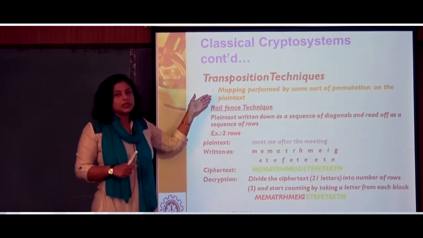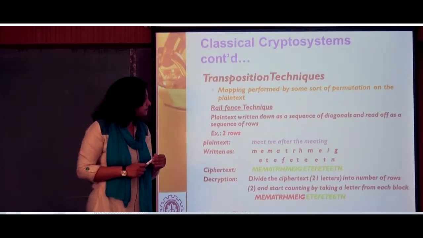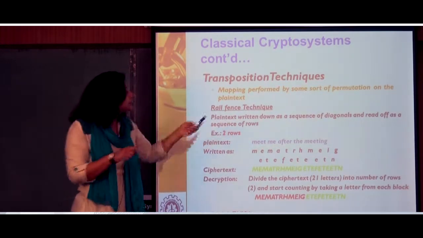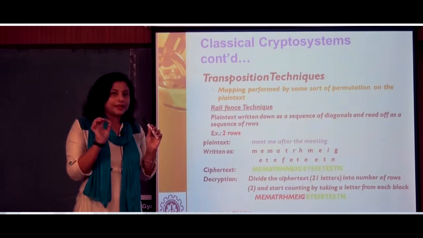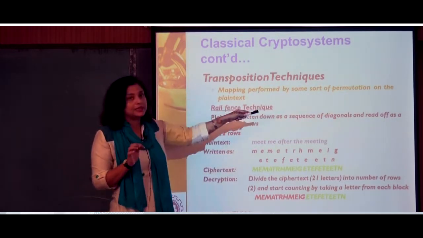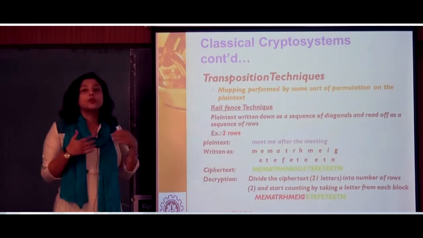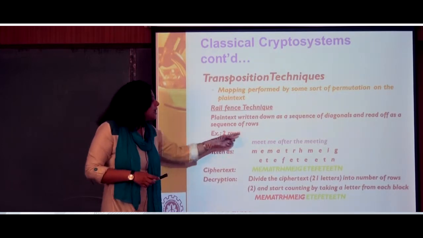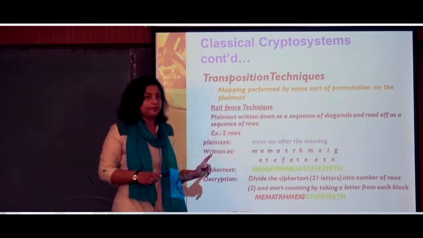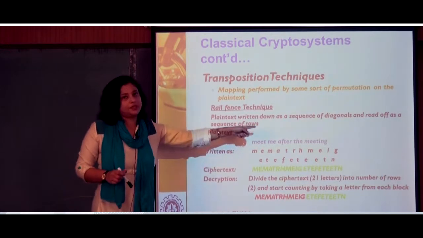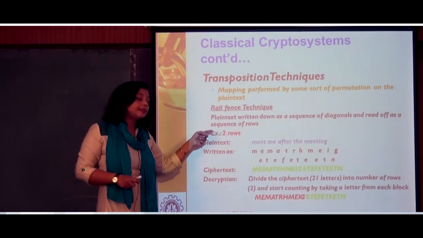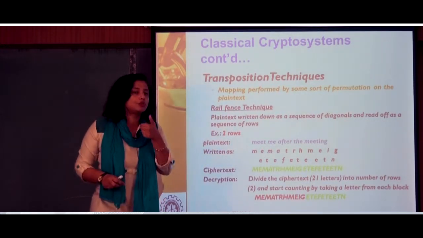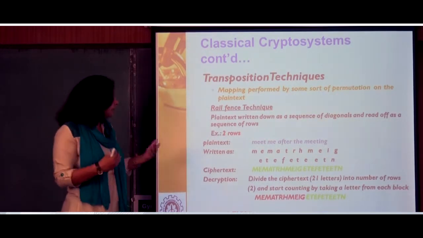So, first comes the rail fence technique. What happens in the rail fence technique? The plain text should be written down as a sequence of diagonals, and they should be read off as a sequence of rows. How? Here, let us say the plain text is "meet me after the meeting", and you have been told that there should be 2 rows. So, here the keyword is 2. So, 2 rows you should use to write down the plain text.